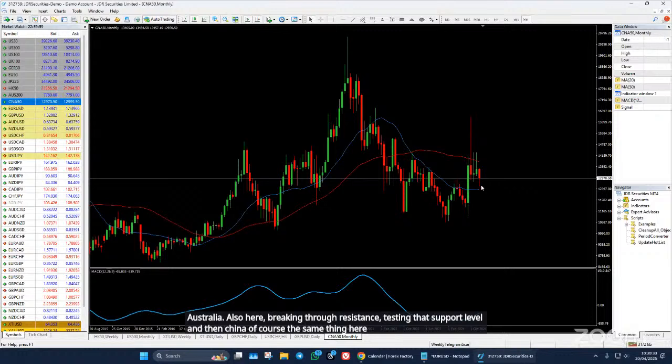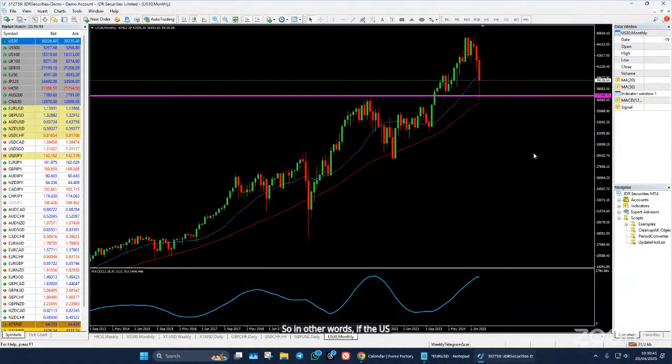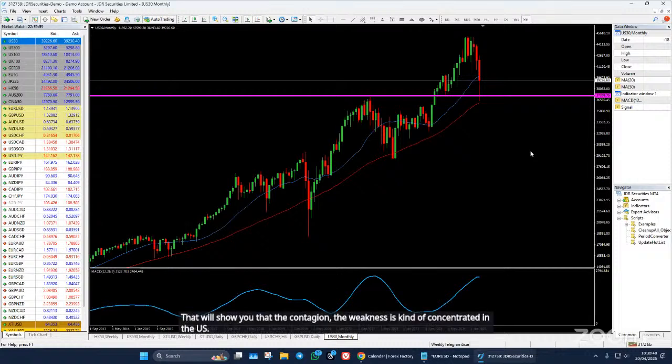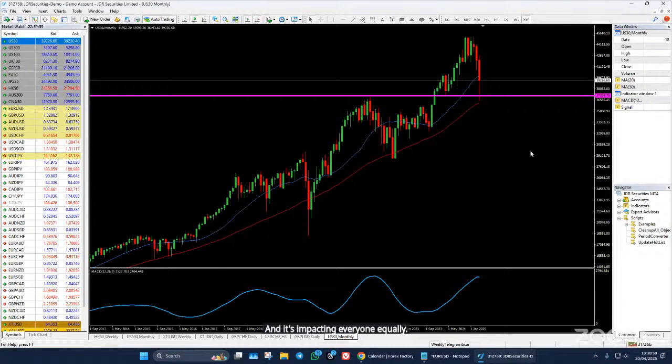Not really a lot of clarity here. What you want to watch over the coming months, guys, is which markets take the biggest hit. In other words, if the US markets, for example, take a really big tumble, but the UK, for example, doesn't, that will show you that the weakness is concentrated in the US. If you see it impacting all the markets, that also tells you something. It tells you that the US still has a very big impact on the global economy, and it's impacting everyone equally. We don't really want that because that's going to lead to a global depression.